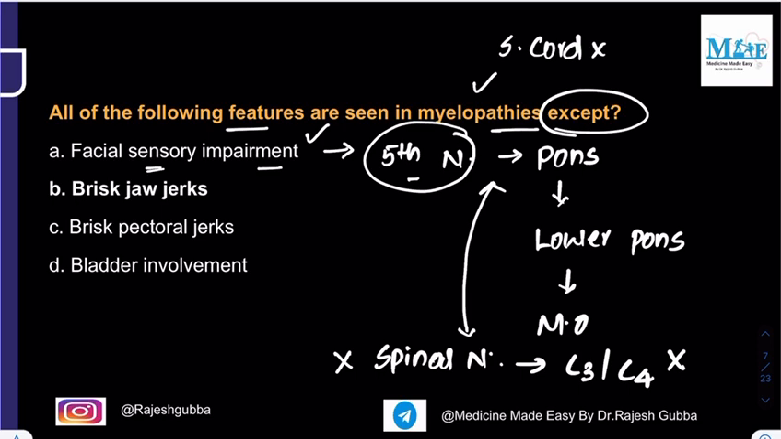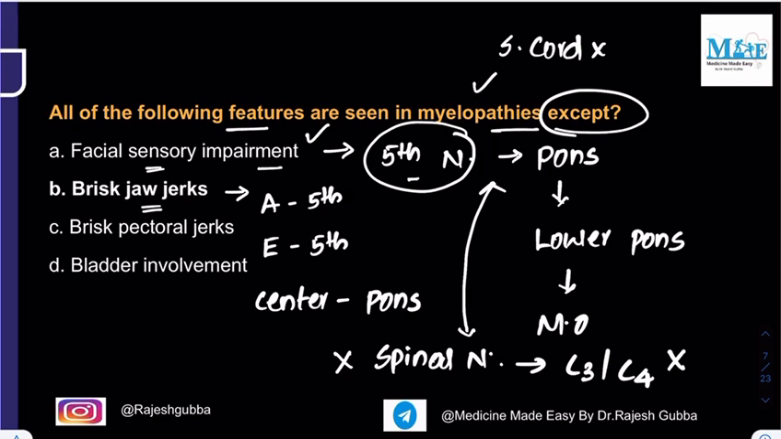Now you take the brisk jaw jerk. What is the afferent for the jaw jerk? That is the fifth nerve. And what is the efferent for the jaw jerk? That is again the fifth nerve. The afferent will be the sensory component, and the efferent will be the motor component of the fifth nerve. And where is the center of this jaw jerk? The center of the jaw jerk is present within the pons. So in order to have the development of the brisk jaw jerk, the pathology should be at the level of brainstem, and that too at the level of pons. So remember, the brisk jaw jerk will not be seen in patients with myelopathies.